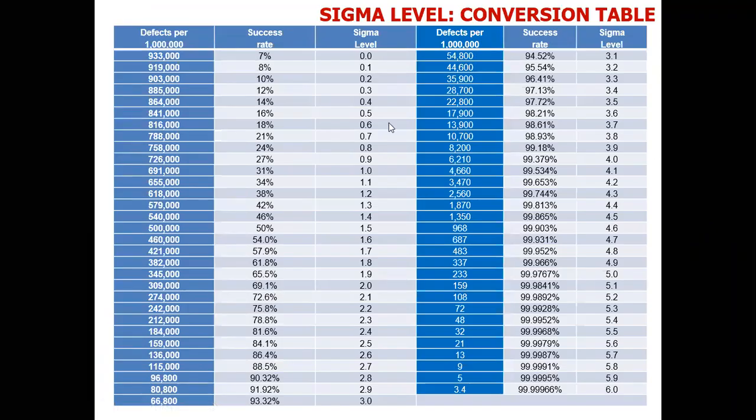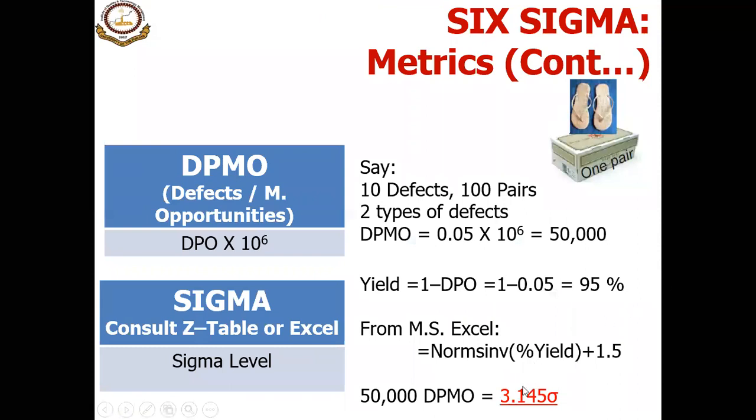So in this particular case, if you see that, my defects is between 44,600 to 54,800, that is 50,000. So my sigma level will be between 3.1 and 3.2. If you use the Excel sheet, then you can exactly calculate the sigma level. So the current sigma level is 3.145. So this process is working at 3.145 sigma level.